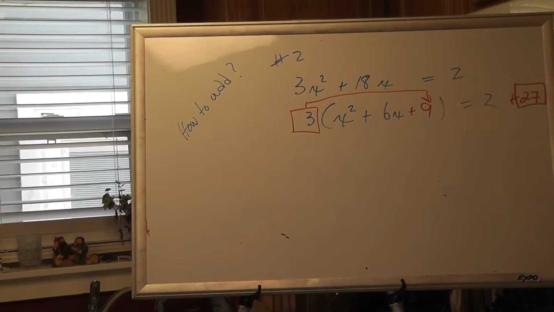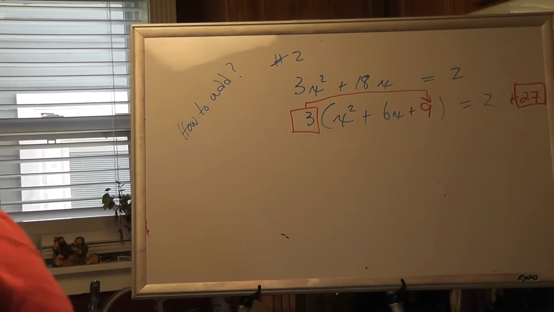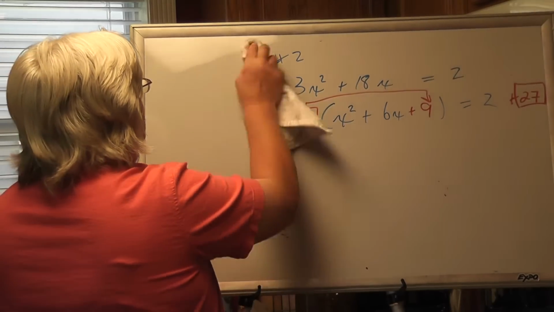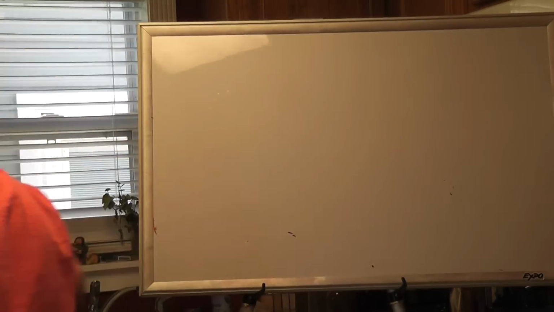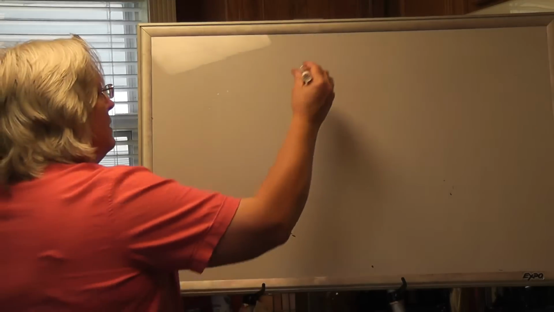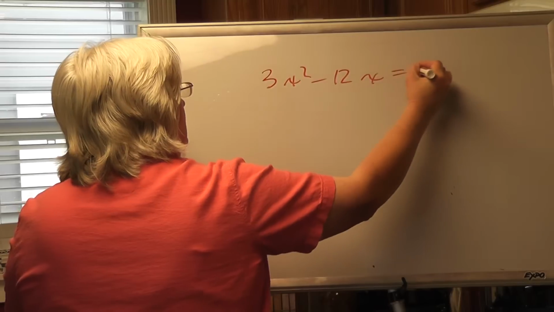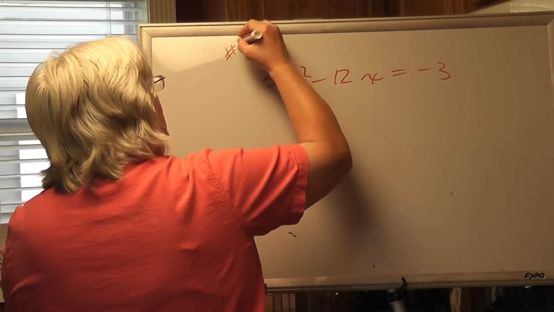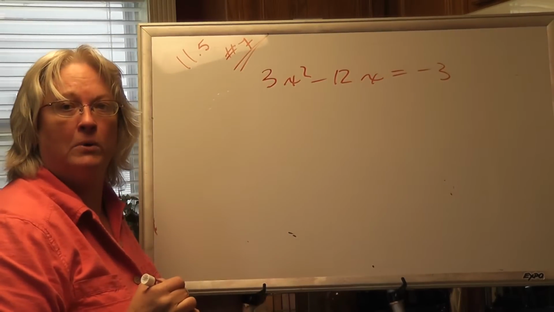That's how these work. I'm going to go ahead and do one more example for you. I'm going to actually do one from your homework. Can you believe it? This is going to be problem number 7. Let's see what we have. 3x squared minus 12x is equal to minus 3. This is problem number 7 of section 11.5 in your book.